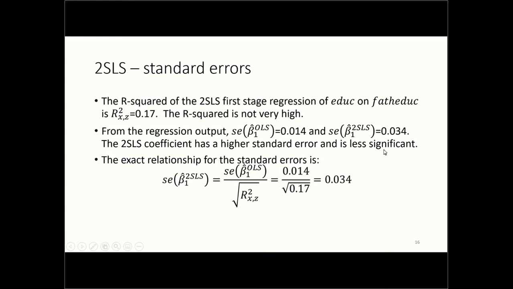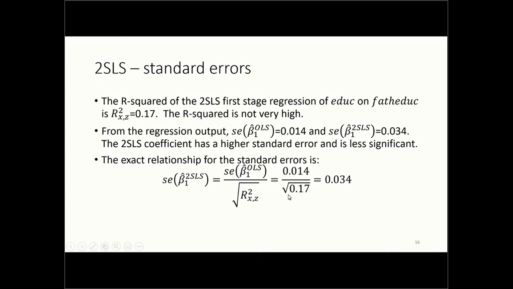And so this two-stage least squares coefficient has a higher standard error, and because of its higher standard error it was less significant. So the exact relationship between the standard errors, as we discussed earlier, is that the standard error for the two-stage least squares coefficient would be the standard error for the OLS coefficient divided by the square root of this R squared. And so this is the expression that we have here, exactly the expression that we have here.